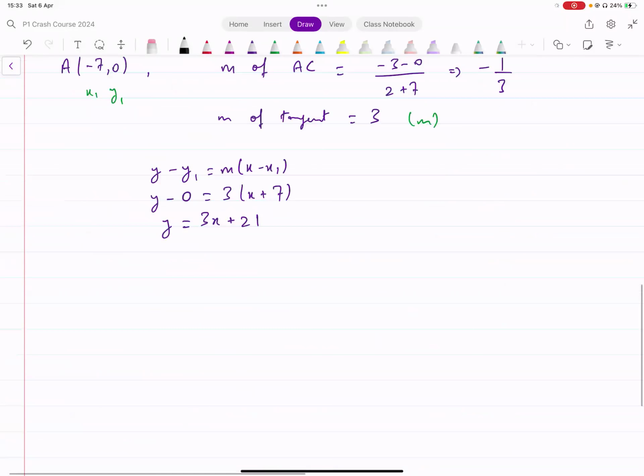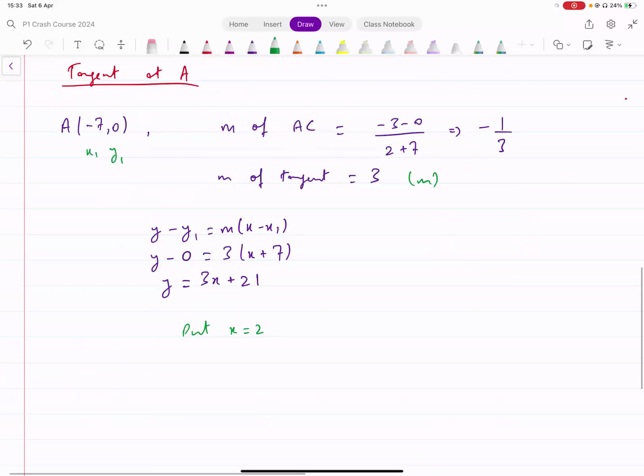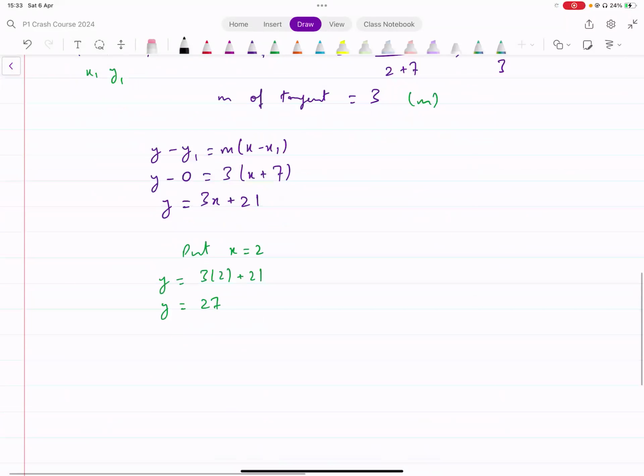What about the corresponding y coordinate? We can just input that value here, put x equals 2 here in the first equation of the tangent. And that gives you y equals 3 into 2 plus 21, and y turns out to be 27. So the point X that we were looking for, the coordinates of that point, therefore, are 2 and 27. And that's what we were looking for.